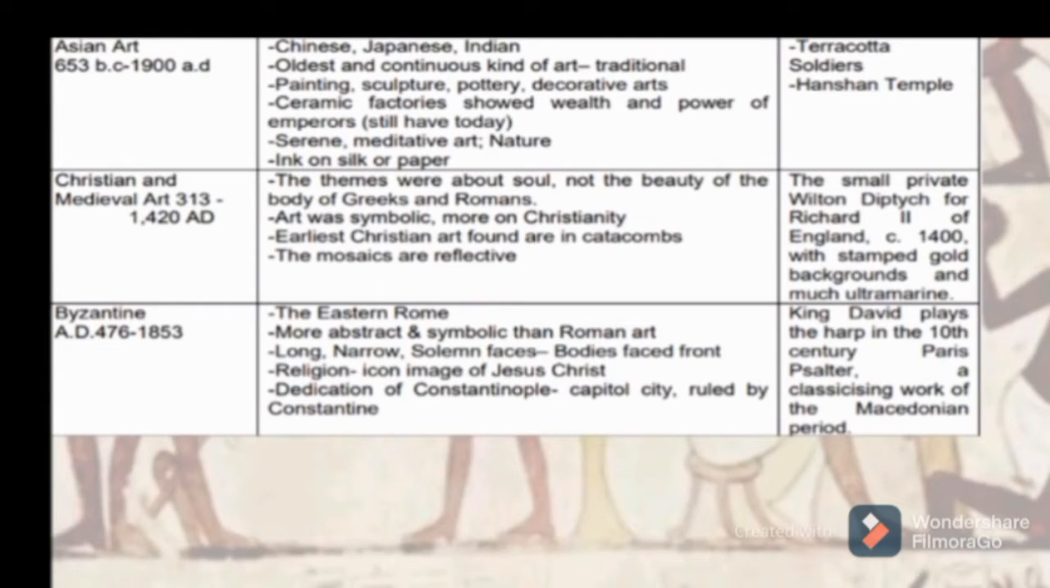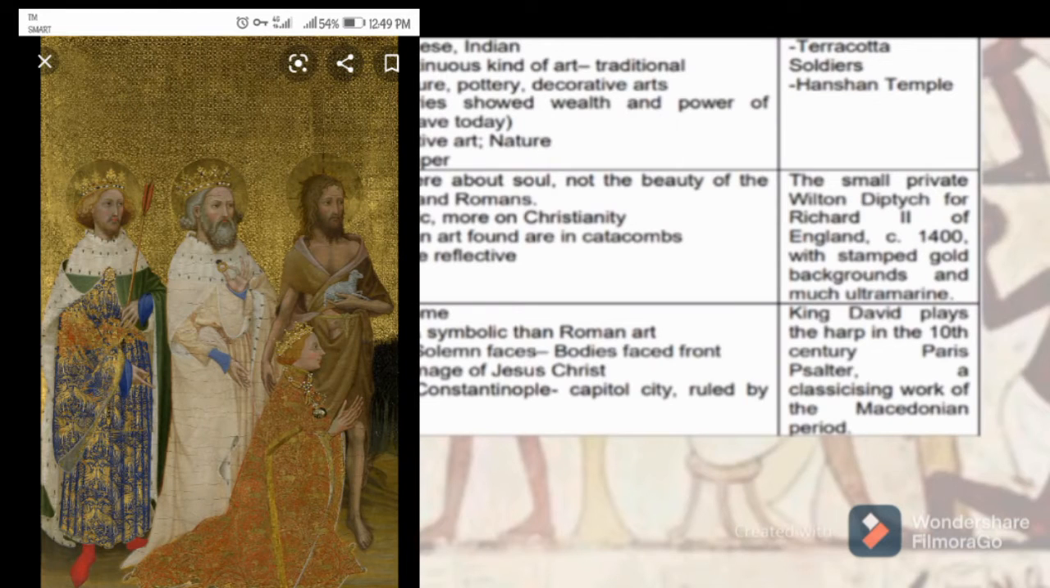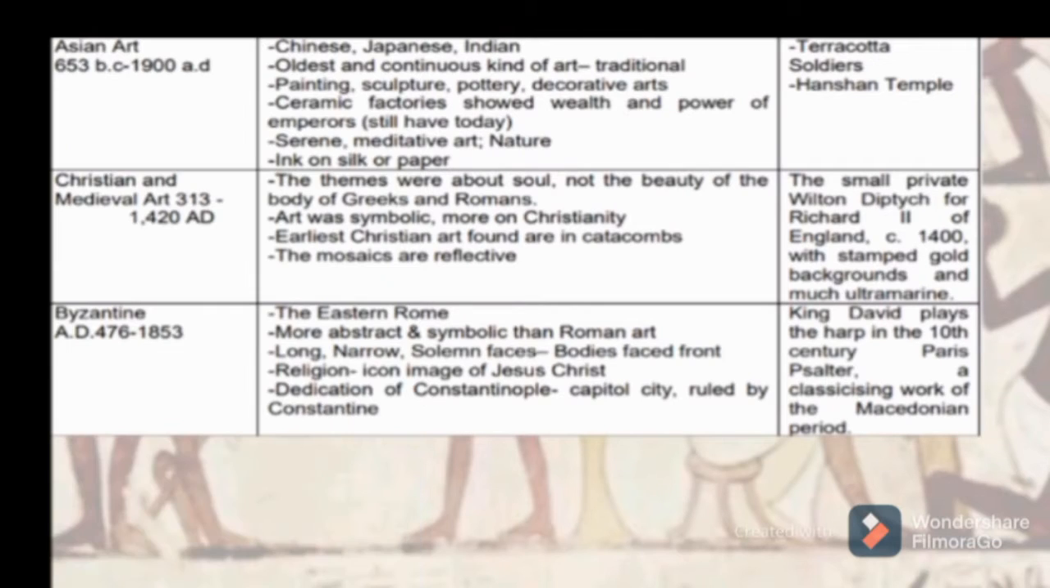So when it comes to Christian and medieval art, it doesn't need the beauty of the Greeks. So mas mahalaga po sa kanila ang Christianity, unlike Greek and Roman arts. Pero patungkol po sa beauty ng kanilang God. So the example of it is the Wilton Diptych, the small private Wilton Diptych for Richard II of England.